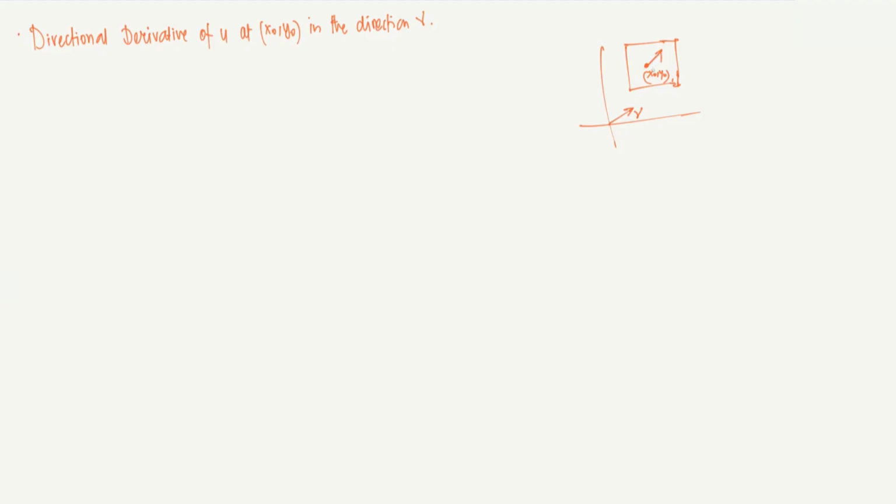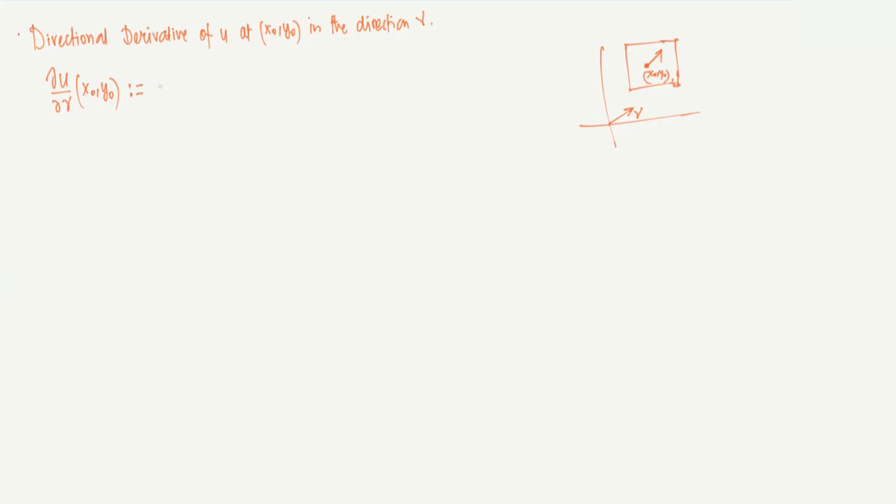From x naught y naught, you move in the direction of gamma, and I want to see what is the variation of u in that direction. Initially we were just looking at the direction x and the direction y. Now we are going to look at an arbitrary direction. How do you calculate something like this? We call it del u del gamma at the point x naught comma y naught, and we define it like this.